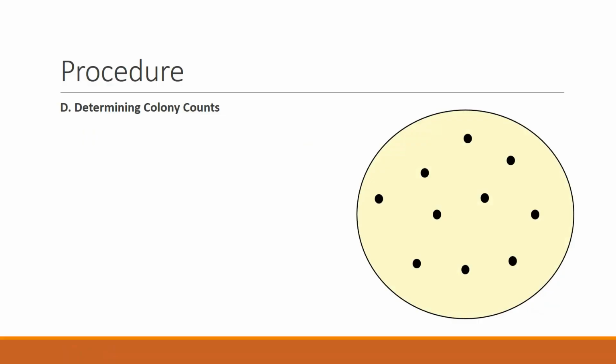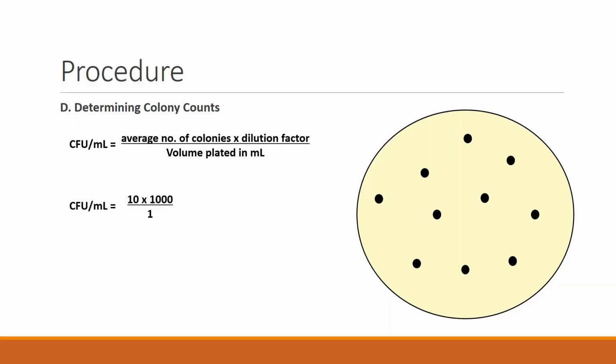Let's say you have counted 10 colonies in plate number 3. So the computation will be 10, because these are your counted colonies, multiplied by 1000, because this is the dilution factor from tube number 3, divided by the volume plated in ml, which is 1 ml. So the answer would be 10,000 CFU per ml.